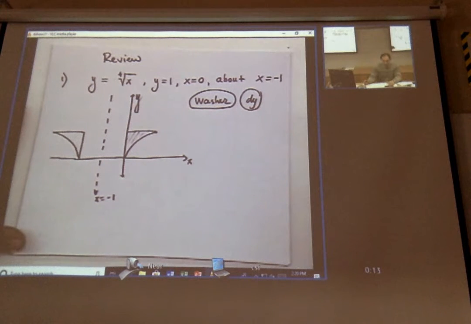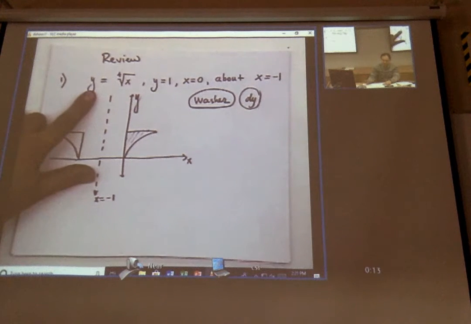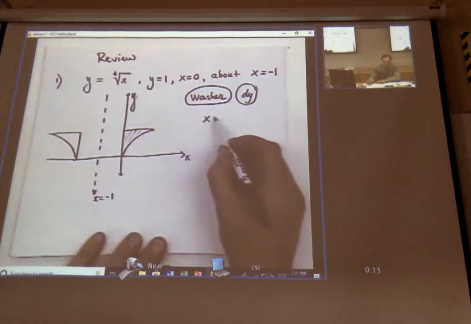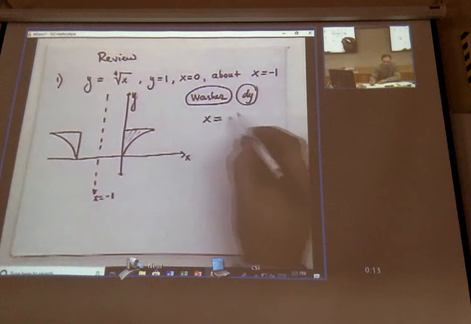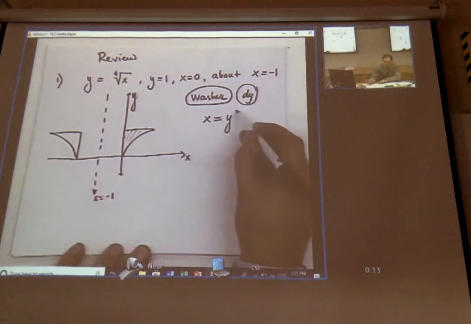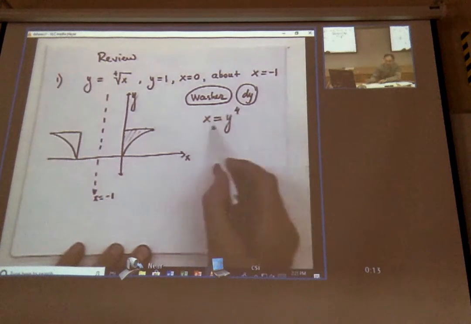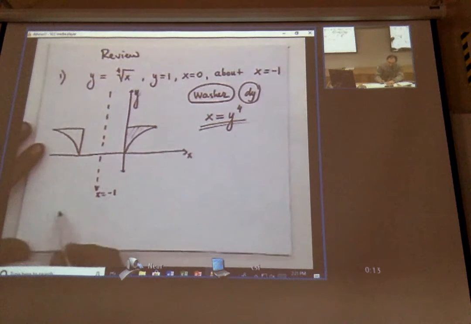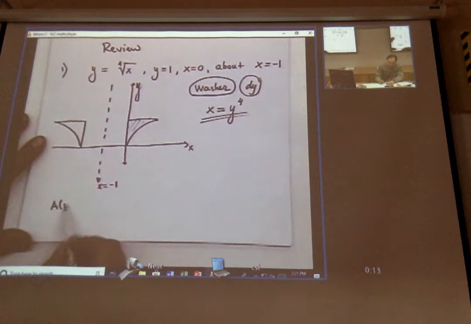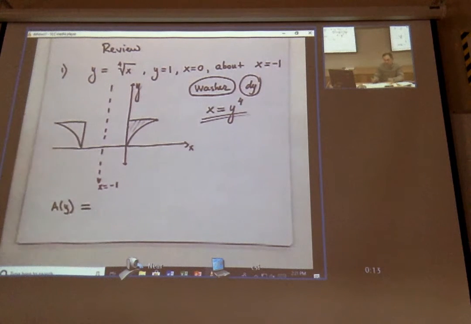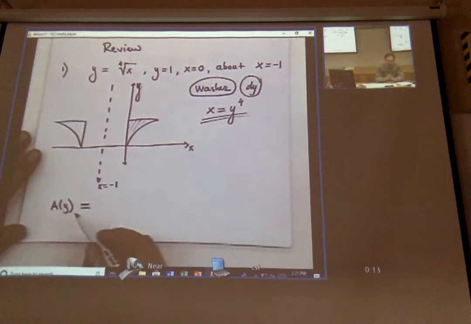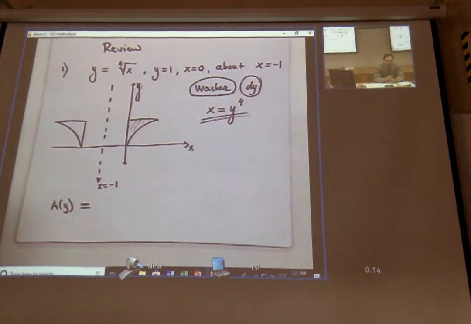Now, if we have dy, that means my function must be changed to x equals, right? So, excuse me, we're going to do this right now. So x equals what? Y to the fourth. Y to the fourth, right? So we're going to use this function. All right, so what do I need? I need my A of y function. Don't forget A of y because it's dy, right? And this function again represents the area of the cross section.